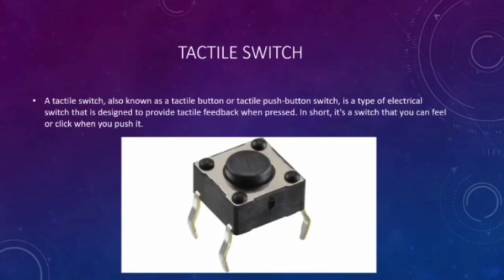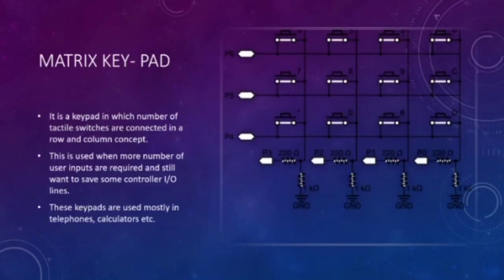And then tactile switch. Tactile switch is also known as tactile button or tactile push button. It is a type of electric switch that is designed to provide tactile feedback. Then matrix keypad. It is a keypad in which a number of tactile switches are connected in row and column concept. This is used when more user inputs are required and you still want to save some controller pins. These keypads are mostly used in telephones and calculators, etc.